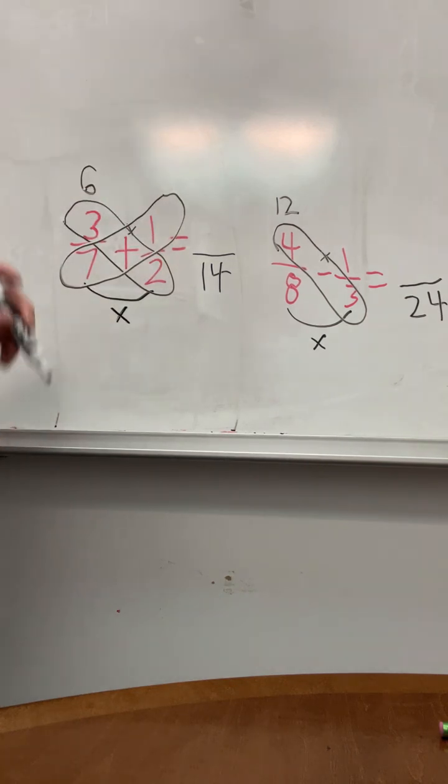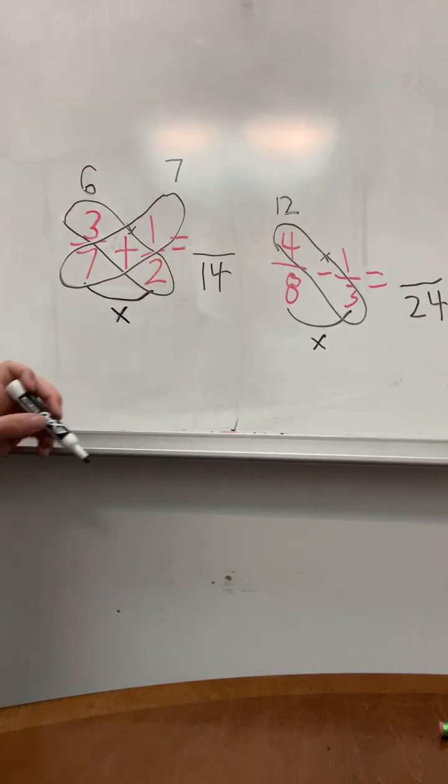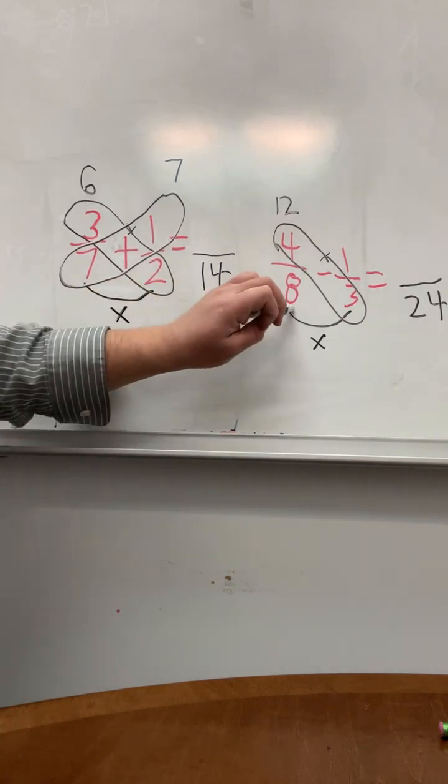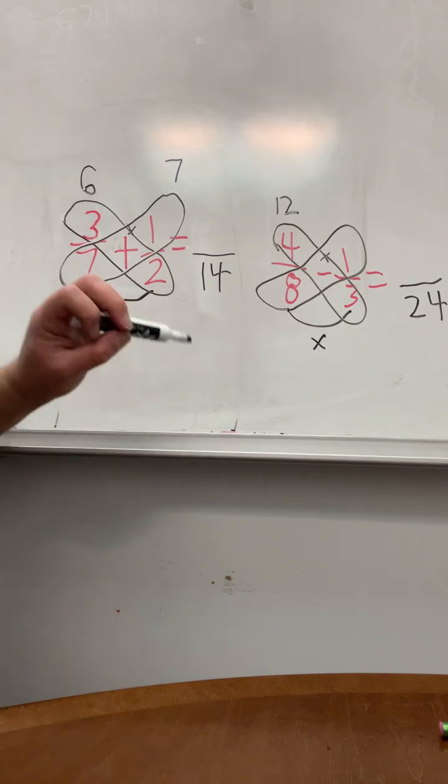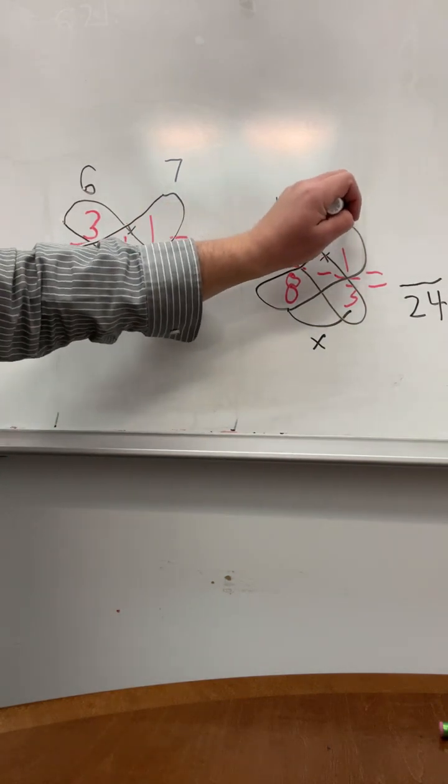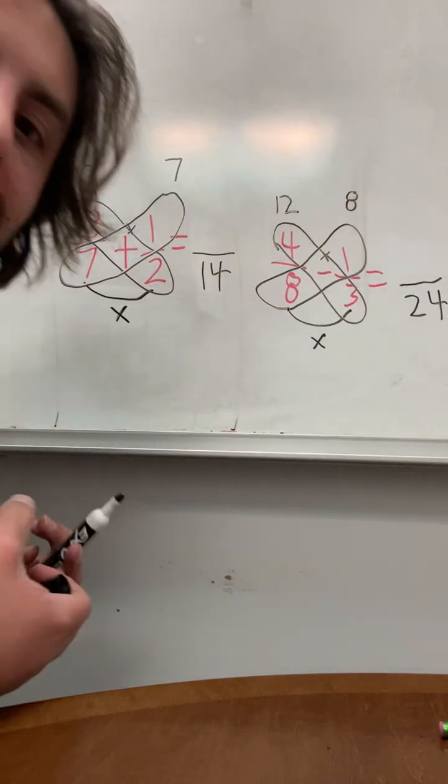7 times 1 equals 7. Again, now we multiply the other numerator with the denominator. 8 times 1 equals 8. So far everything we have done is exactly the same.